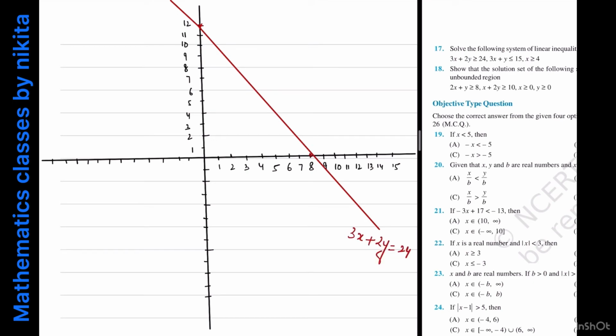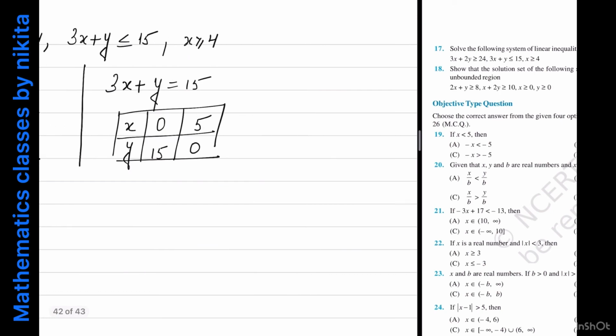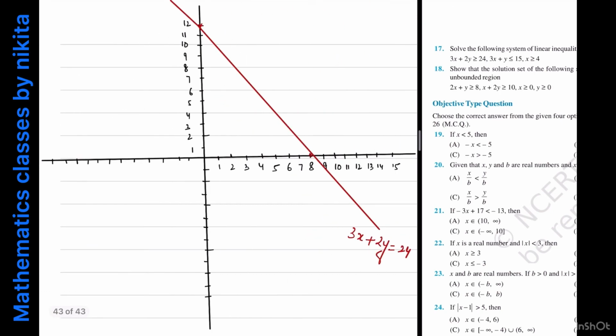to 24. Now for the next line we have the points (0, 15) and (5, 0). So (0, 15) will lie somewhere 13, 14, 15. So this is the point (0, 15) and (5, 0) is here. So the line becomes, so I am drawing the rough lines. You can plot it neatly when you solve the question. So 3x plus y equal to 15. Now let me see the region.